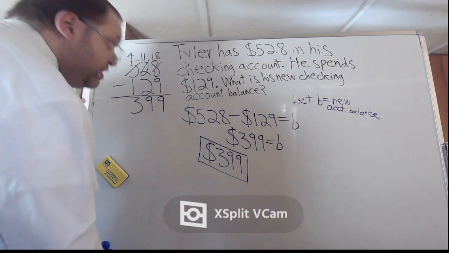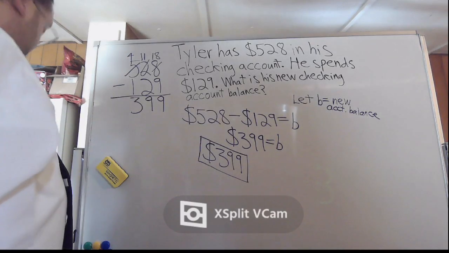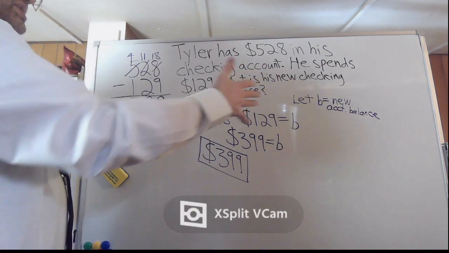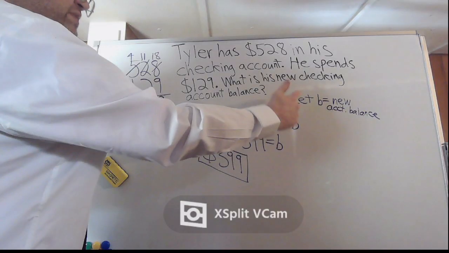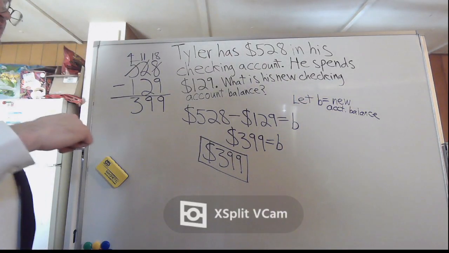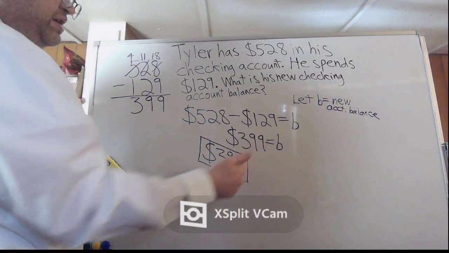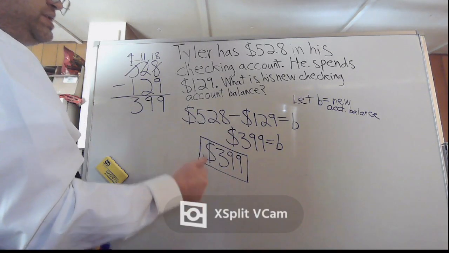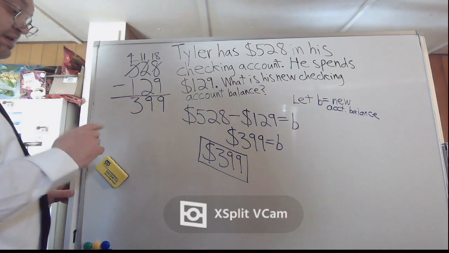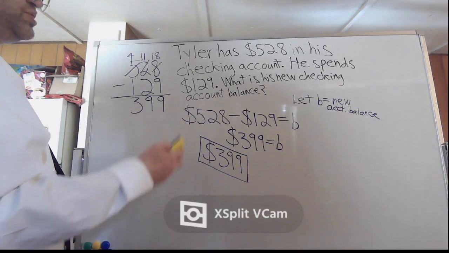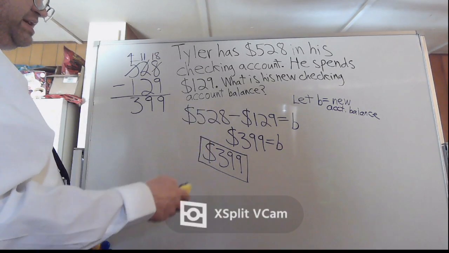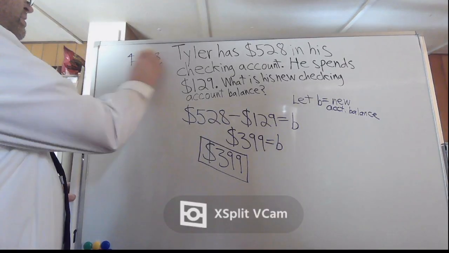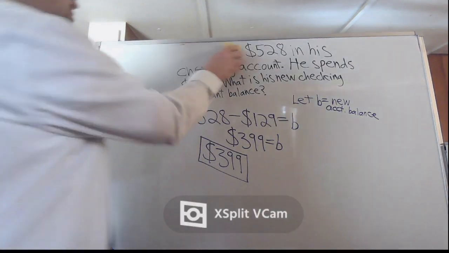So basically what you're going to do is read the problem first, set up a model equation, pick your variable that you need, solve for that variable, and then the variable that you solve for is your solution. Express your solution in the units that it asks for, which in this case is asking for dollars, so $399. So yeah, that is one example of a word problem.